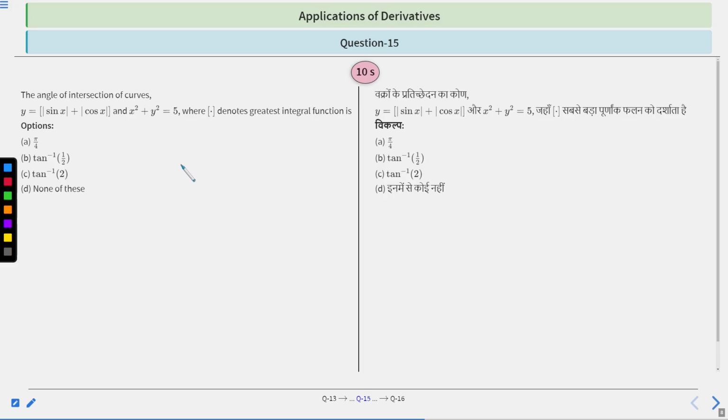Okay. So in x square plus y square equal to 5, you can calculate dy by dx by differentiating both sides throughout. You will get dy by dx, that means slope. For y equal to the greatest integer function of mod sin x plus mod cos x, you will get dy by dx as 0, that is a horizontal line. Okay. So in this way, you can approach this question. You have 10 seconds to solve this question. After 10 seconds, we will discuss the solution.